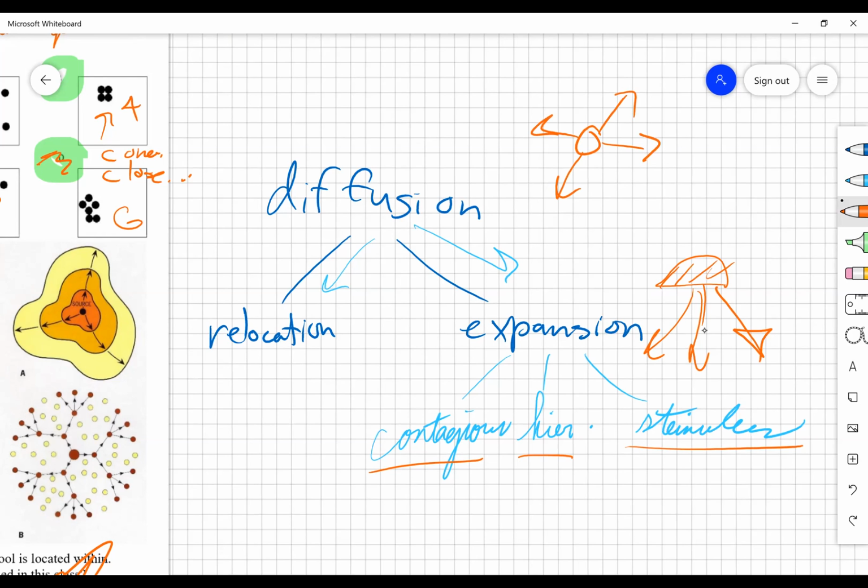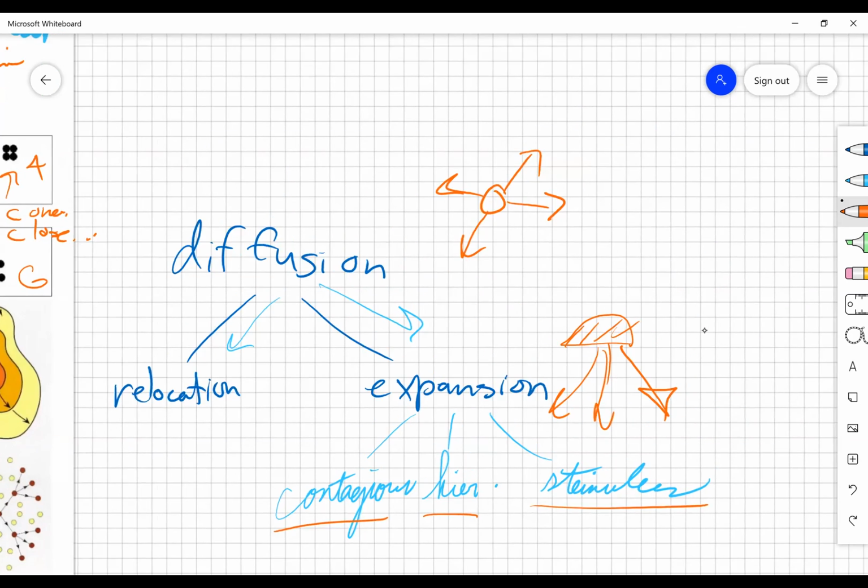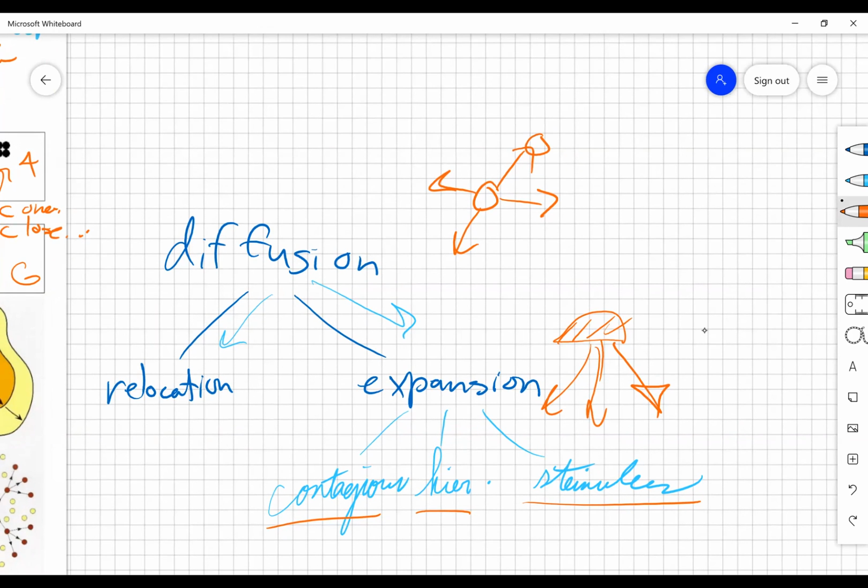this dot and all these arrows coming off of it. Contagious is basically the same thing, but these arrows have another dot. So these dots, and then these dots each have 4 arrows, and then they go to other people, things like that.